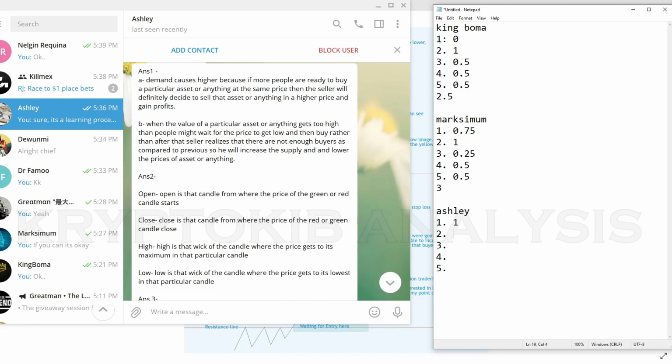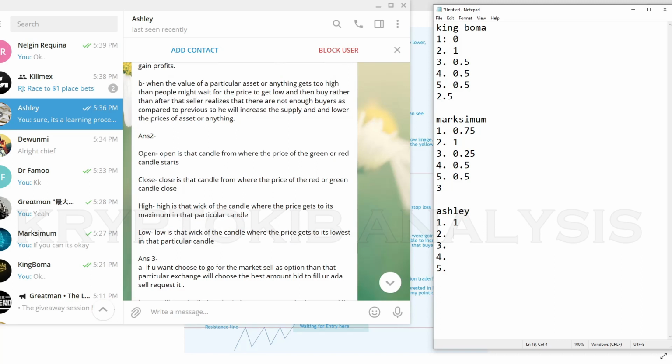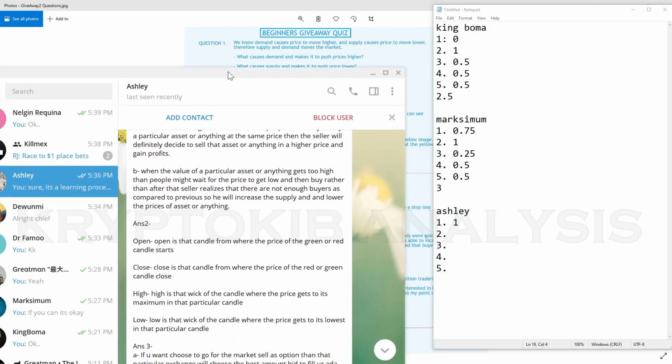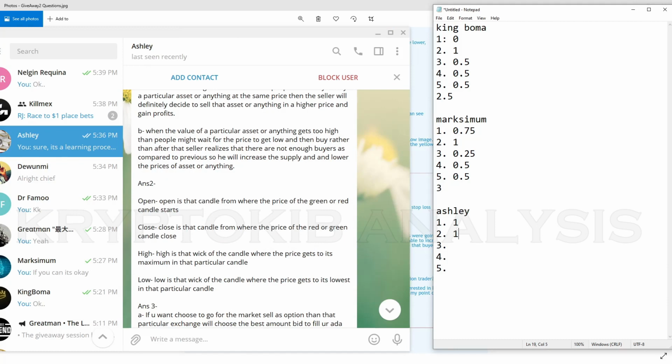Open is that candle from where the price of the green or red candle starts. Okay. Close price where the window closes. That's correct. High is that wick of the candle where price gets to its maximum. That's correct. Okay, this one is correct. Is that all? Okay. So one mark there too. Then the question three.